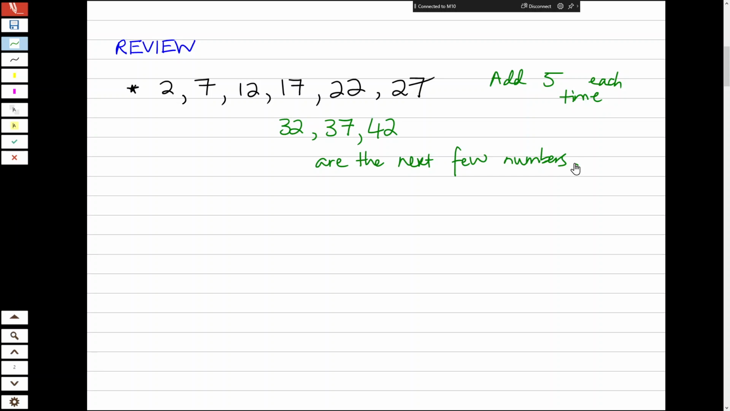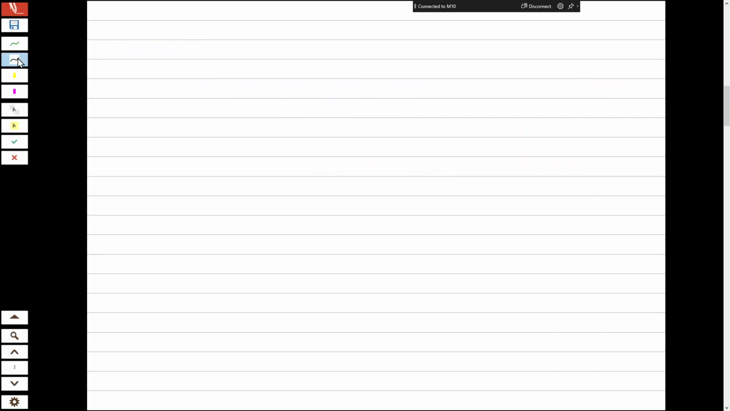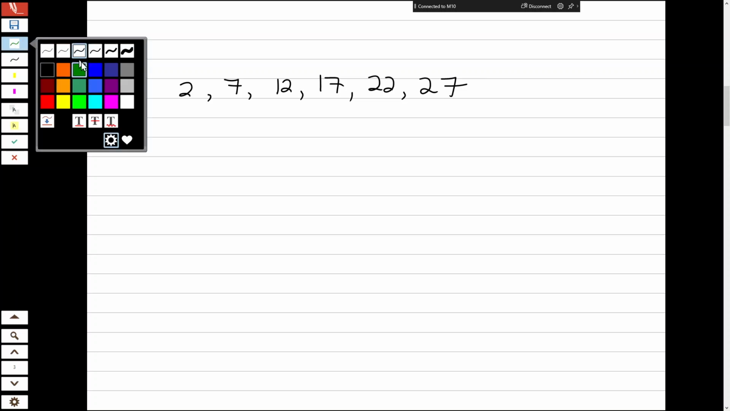Now, I'm going to teach you some new language for analyzing these sequences or these patterns. It's going to look like a mess at the beginning, but bear with me. Okay, so we've got the same pattern 2, 7, 12, 17, 22, 27. Same sequence of numbers, same pattern, still going up by 5. What I'm going to do now is give these numbers some names.